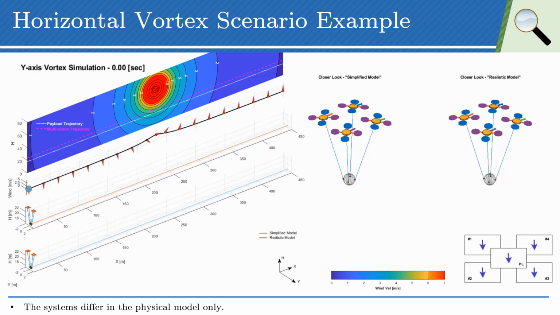This is a short presentation of a single scenario where a formation of 4 multi-rotors carrying a sling load is exposed to an infinite stationary horizontal vortex as part of my research. Let's begin with a brief discussion.